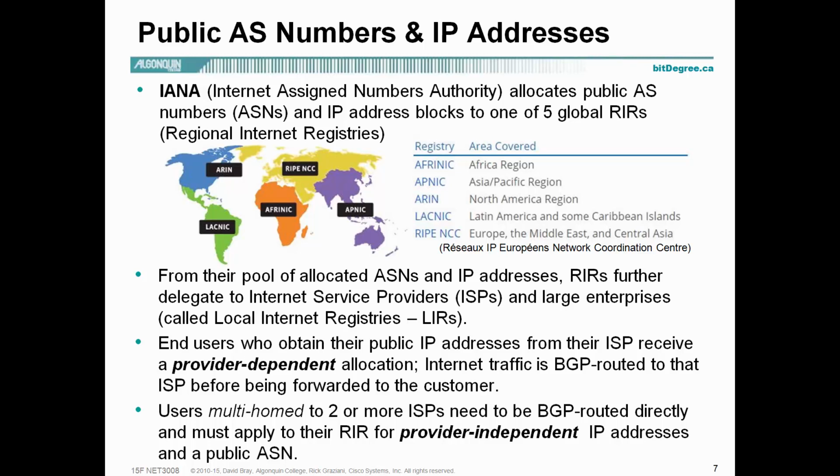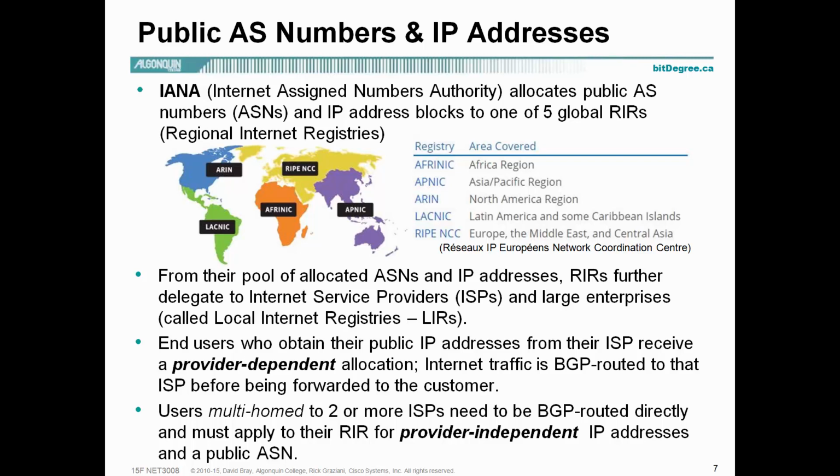Contrast that to users who are multi-homed to 2 or more providers. Then they need BGP routing directly to themselves and not to any specific provider. And so they must apply to the RIR in their region, of course, for provider independent IP addresses and a public AS number.